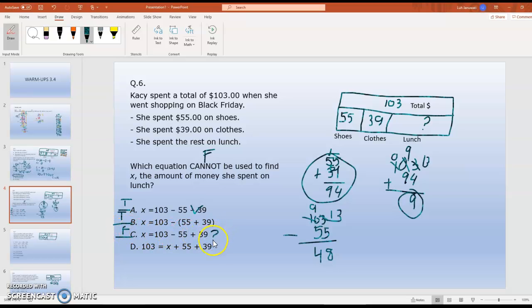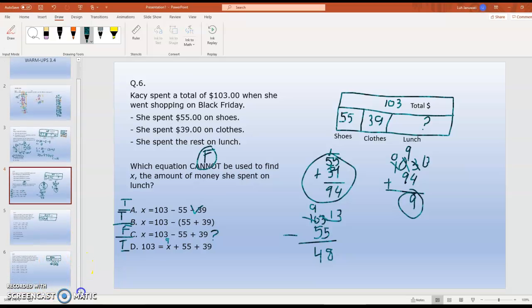Because remember, we are trying to find the one that's true or false? The false one, right? And this one, okay, if I add 55 and remember X is 9, right? If I add 55 and 39, I got 94. And 94 plus 9 is 103. So yeah, that's true. So which one is my answer? Remember, you need to find the false one. So you need to answer this question for number 6 by yourself.